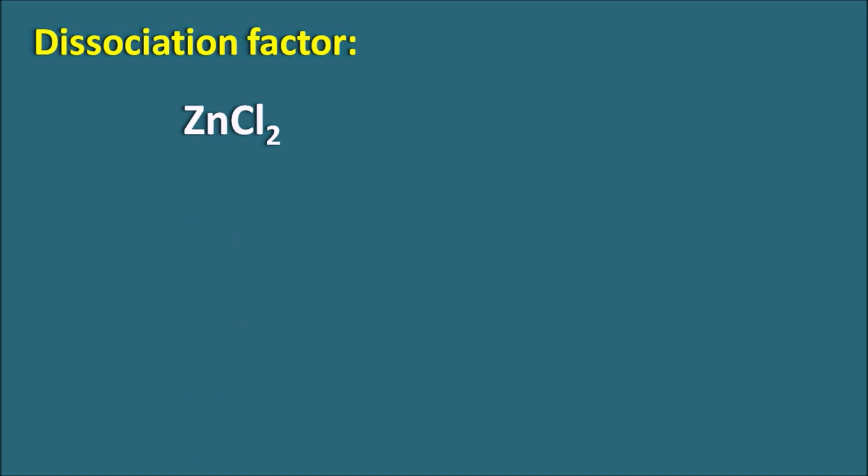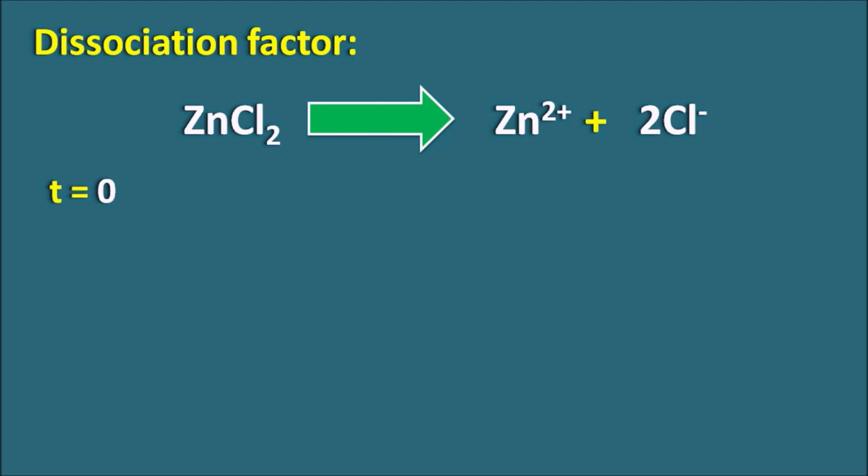Zinc chloride, which is represented by ZnCl2, when it is dissolved in water, is converted to Zn2+ and 2Cl−. So before dissociation, at time t = 0, suppose 1 mole of zinc chloride is present and 0 moles of Zn2+ as well as 0 moles of chloride ions are present.